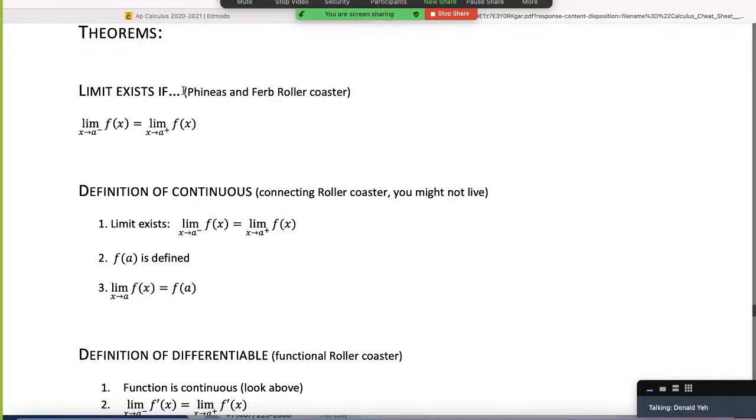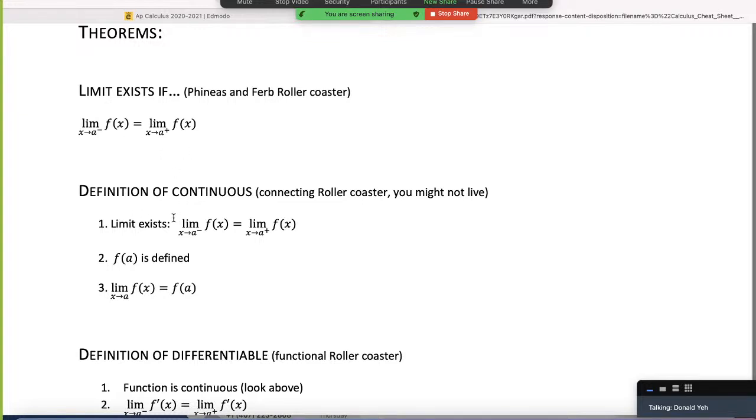So limit exists when left is equal to right. That means you can have an open circle. In the Phineas and Ferb roller coaster, there are gaps, right? Sometimes they can jump over things. So this just means reach from the left is equal to reach from the right. That is going to give you a connection, an open circle. So the limit does exist if it's an open circle.